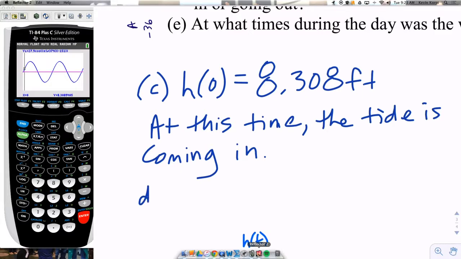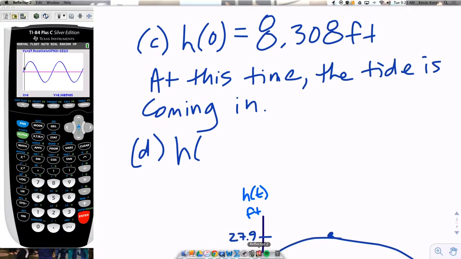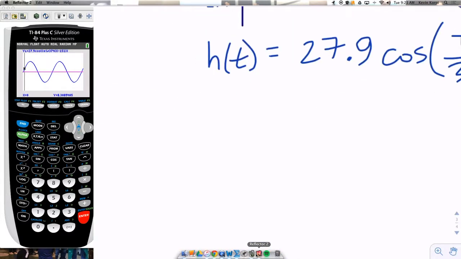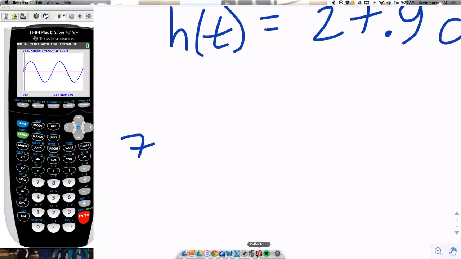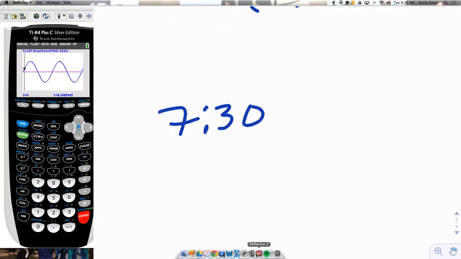All right, so part D, at 7:30, that's a time value, right? So do we put h of 7:30? That doesn't work. We're measuring minutes after midnight. So off to the side here, we do a little bench work. Yeah, 7:30 p.m. that evening. So 7:30 is going to be, first of all, how many hours past midnight? In military time, it's 19:30 hours.